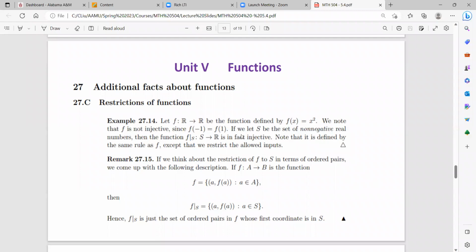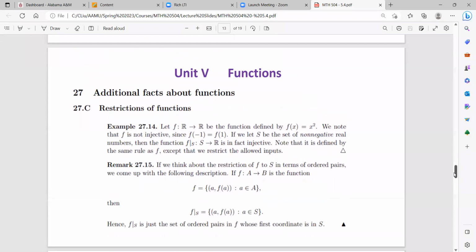Sometimes we do need this kind of technique. For example, then this function is a bijection. Now you can talk about the inverse functions and so on, right?